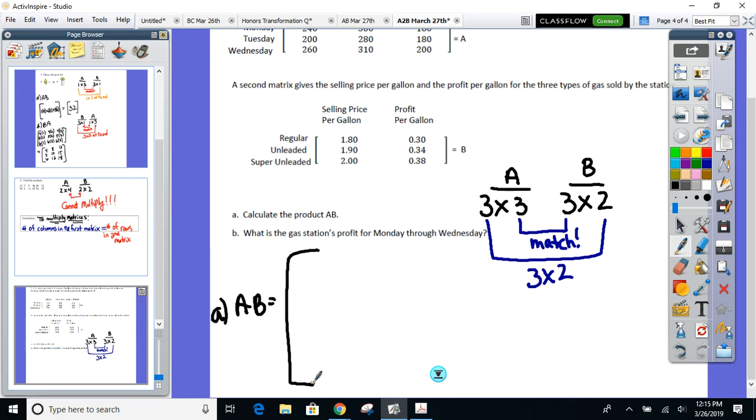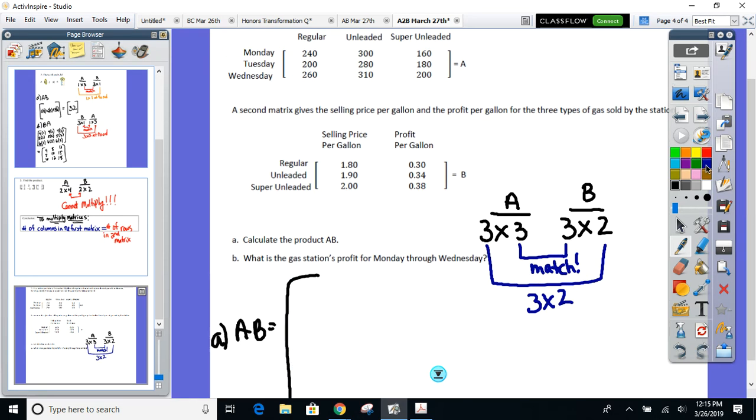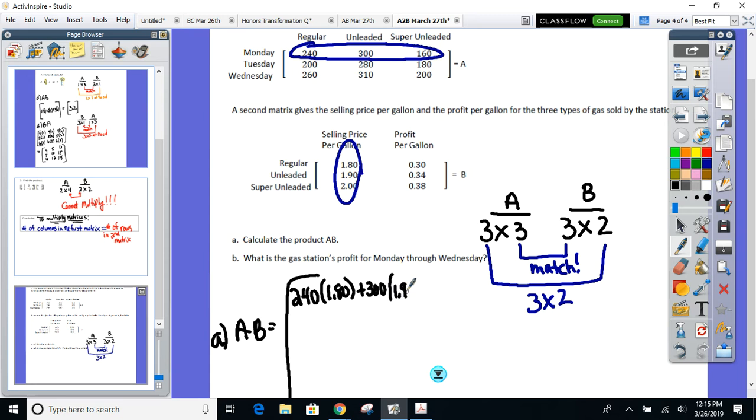Okay, here we go. Row times column, everybody. Ready? Row times column. That's just going to go in the first spot here. So in the first spot is going to go 240 times $1.80 plus 300 times $1.90 plus 160 times $2. That's just one right there. Row 1, column 1.